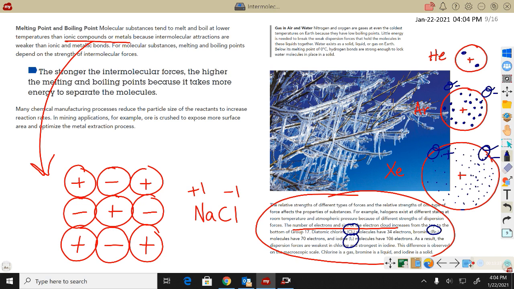And it affects things like phase. So the chlorine is normally a gas at room temperature, bromine is a liquid, and iodine is a solid at room temperature. The iodine particles are just going to have stronger dispersion forces, and they're going to be more strongly attracted to each other, which then makes it more likely that they're packed together in a solid.